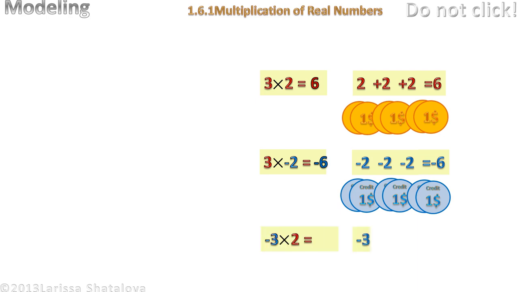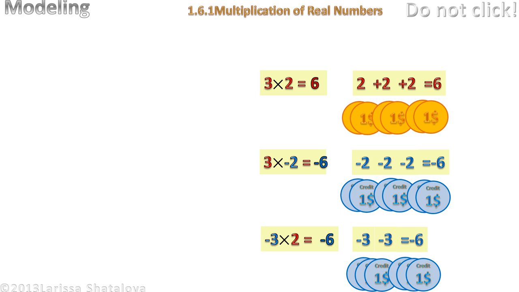Next example, negative 3 times positive 2. Negative 3, 3 units credit. One more set, 3 units credit. Together it will be 6 units credit or negative 6.